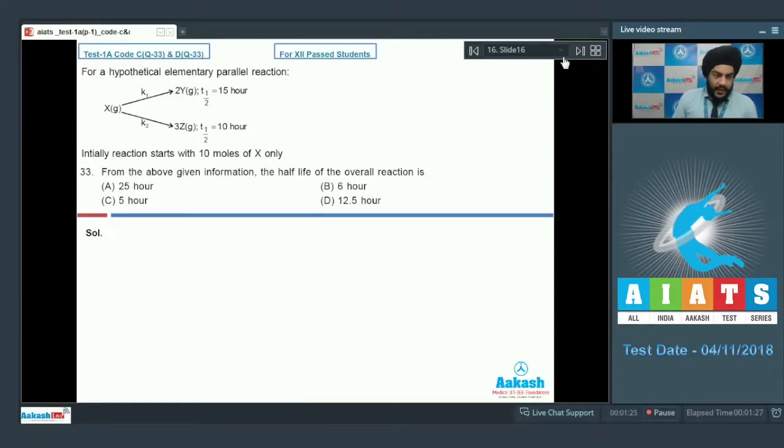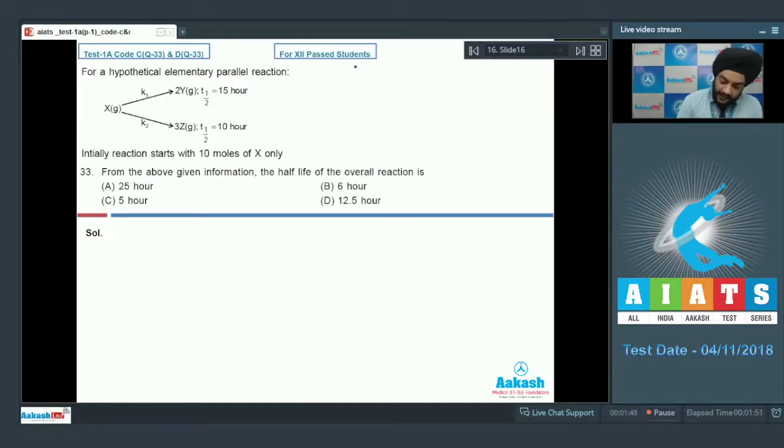We have been given a hypothetical elementary parallel reaction in which x is converting into 2y and 3z with a rate constant of k1 and k2 respectively. The t half for the first conversion is 15 hours and the t half for the second conversion is 10 hours. So the reaction starts with 10 moles of x only. So from the above information we have to comment on the half-life of the overall reaction.